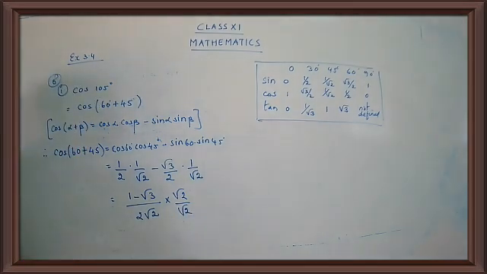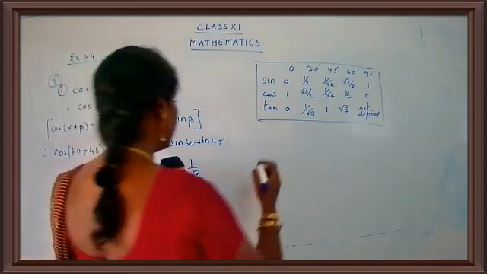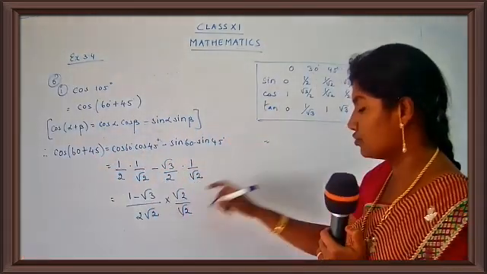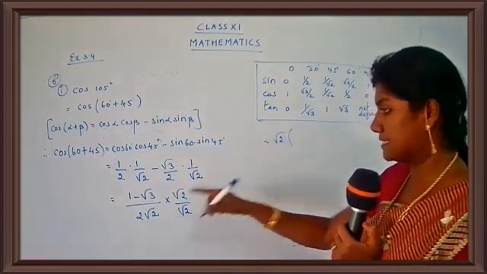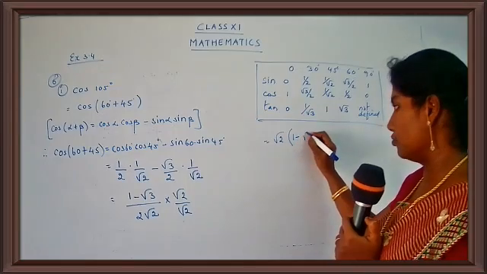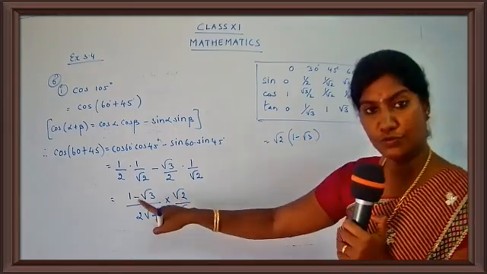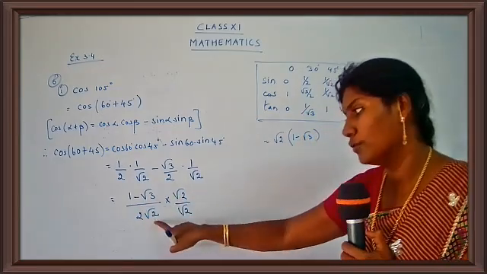Why am I multiplying by root 2? So that I can rationalize the denominator. So what do you get here? This is equal to, this is root 2. I'll write as it is, 1 minus root 3, root 2 into 1 minus root 3. This is 2, root 2 into root 2.